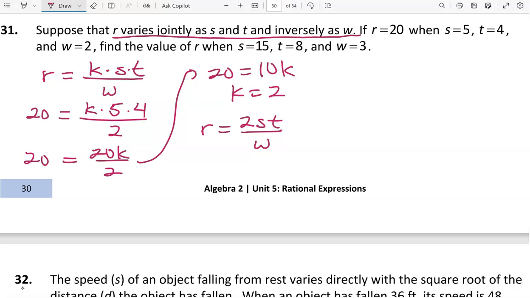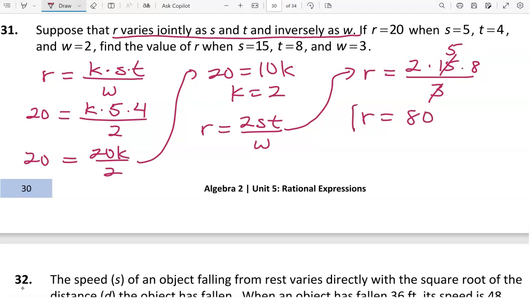And then we're going to use that to find the value of r when s is 15, t is 8, and w is 3. So from here, we're looking for r, and we know that s is 15, t is 8, and w is 3. So r is equal to, we can do some canceling here, common factors. Now it's just 2 times 5 times 8, so that's going to be 80.